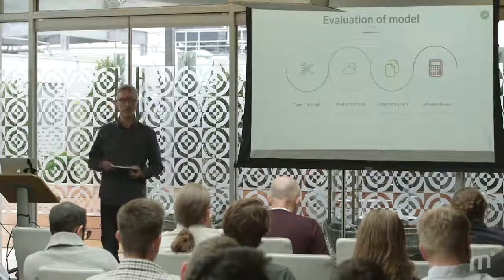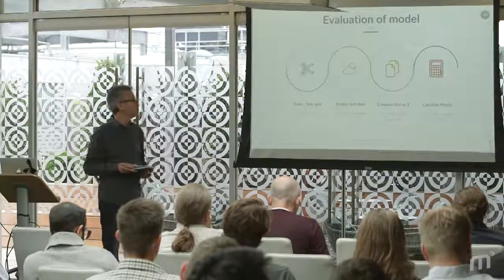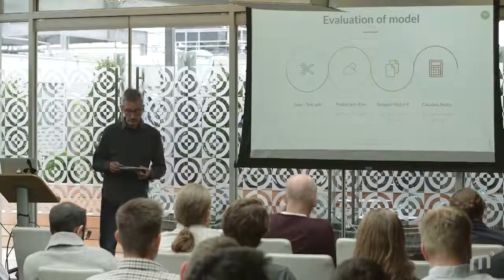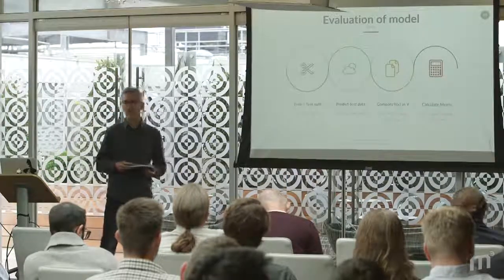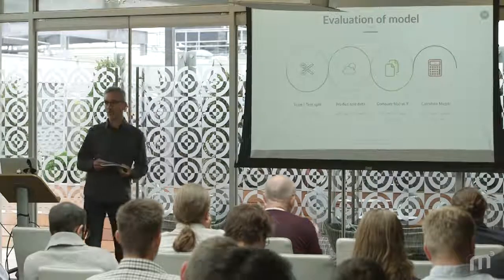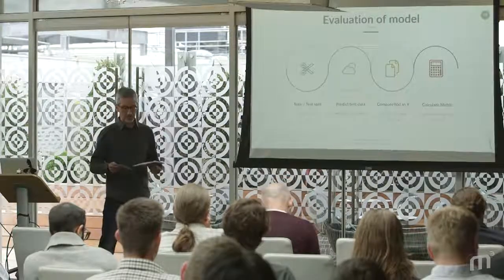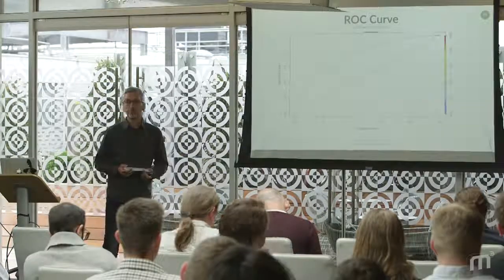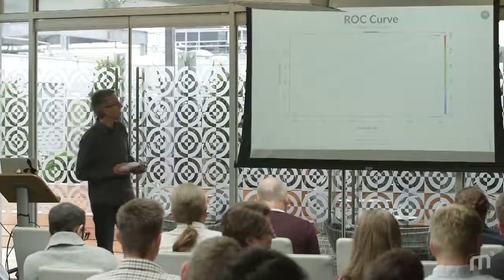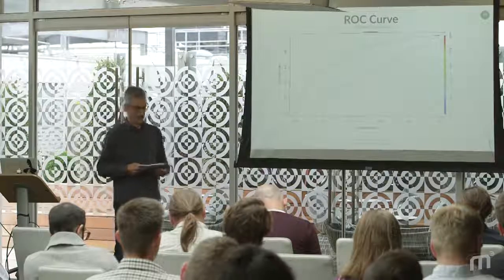For different machine learning problems, there are different metrics available. I've made very good experiments for the binary classification with the so-called ROC curve. So let's have a look. This is a ROC curve. ROC means receiver operating characteristics.